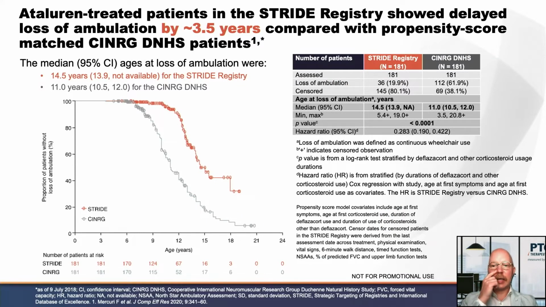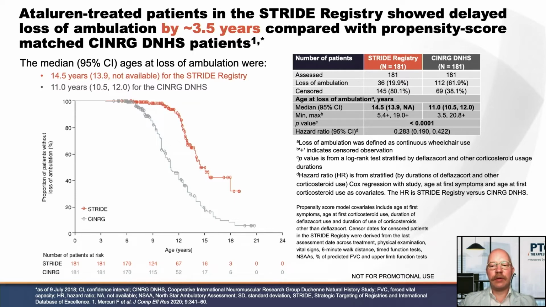PTC Therapeutics is conducting a post-approval registry called STRIDE to obtain information on the safety and effectiveness of Ataluren in routine clinical practice, where patients are followed up for 5 years. Data from the data cut in July 2018 showed 181 patients in the STRIDE registry that were statistically matched with 181 patients from the Synergy cohort who were comparable in established disease progression predictors.